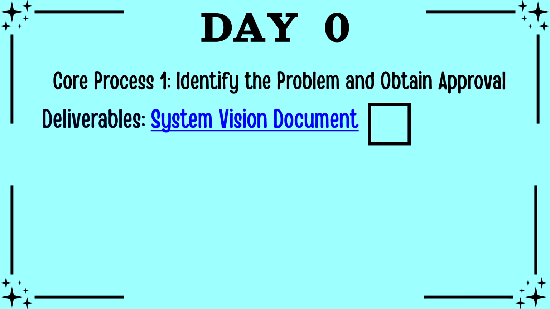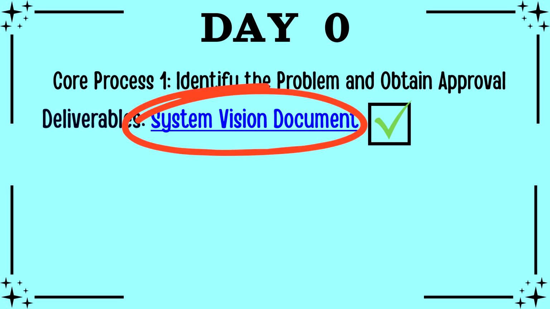Day 0 is basically setting the stage, identifying the problem, and securing approval. I have identified the problem. Patoka, Indiana has no modern online presence for its ordinance and meeting minutes. To move forward, I outlined the issue and the solution proposal in my system vision document, which I've linked here. I've also gotten project approval from my instructor, which basically checks off core process 1.